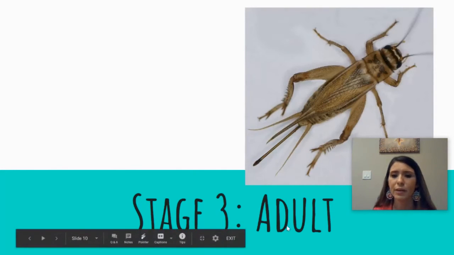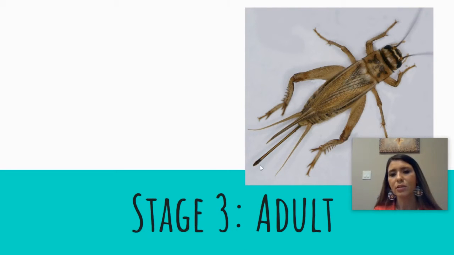Stage 3 is the final stage of a cricket's life cycle, and it is an adult now. It now has wings and this long reproductive spike. This identifies this cricket as a female. That spike or tube is how she lays her eggs.